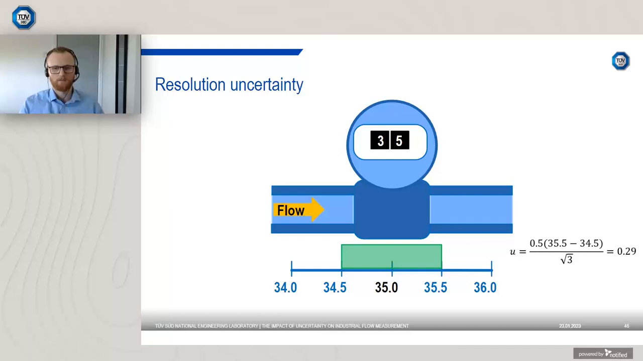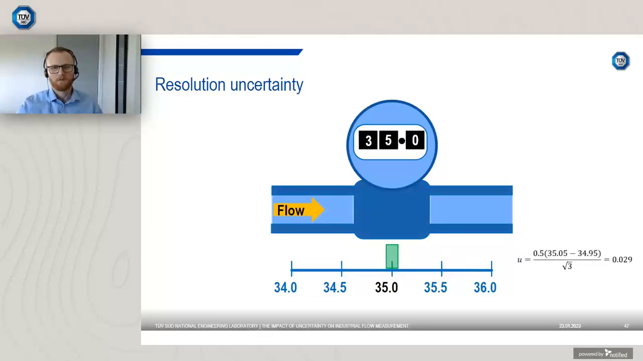And from the equation in the previous slide, we can calculate a standard uncertainty. So it would be the difference in the limits, so 35.5 minus 34.5, times a half and divided by root 3, and that would give a standard uncertainty of 0.29.